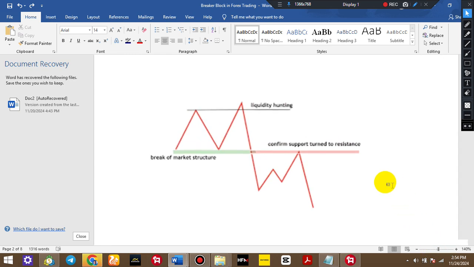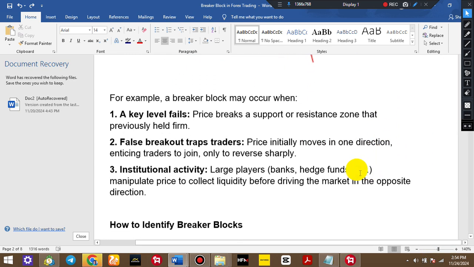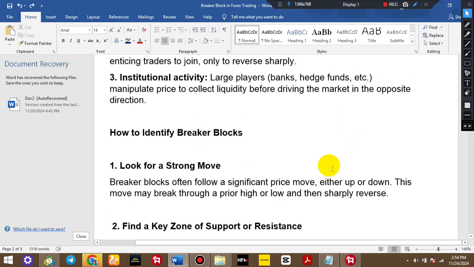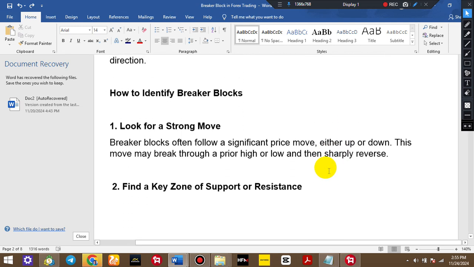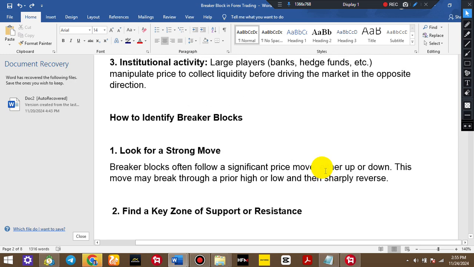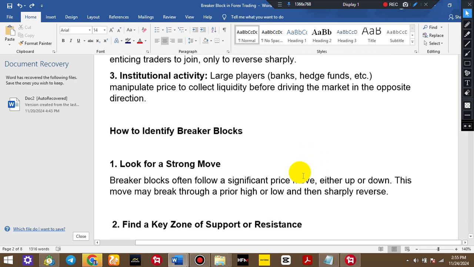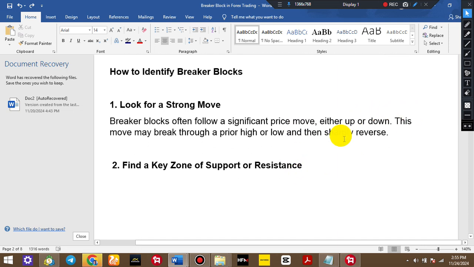So this is why you should understand this concept very, very well, so that when you come across it, or probably you are a victim, you know how to quickly join the move using your breaker block method. Now, how to identify breaker blocks?